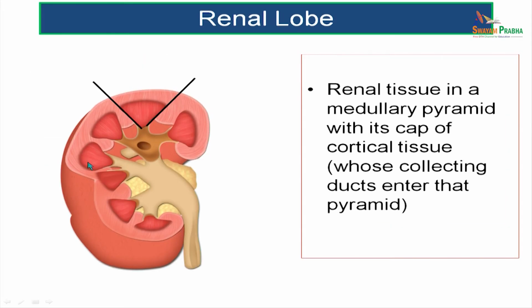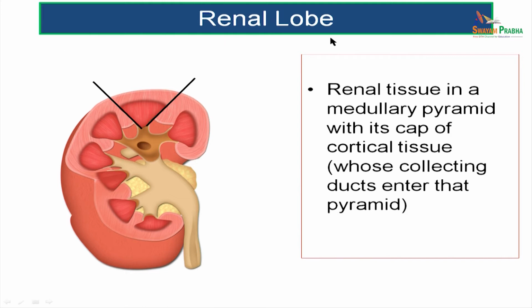Having talked about the various structures present in the cortex and medulla, before going into the histological details of these structures, there are two things which are very relevant when you study the histology of kidney. One is a renal lobe, the other one is a renal lobule. Let us go on to define renal lobe and renal lobule.